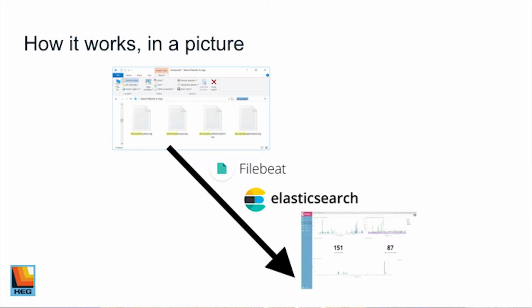In a picture, that is the way it works. We start out with the log files, which go through FileBeat. FileBeat sends it off to Elasticsearch, and Elasticsearch then makes it available inside of Kibana, where you can have charts and graphs and search for whatever it is that you want.